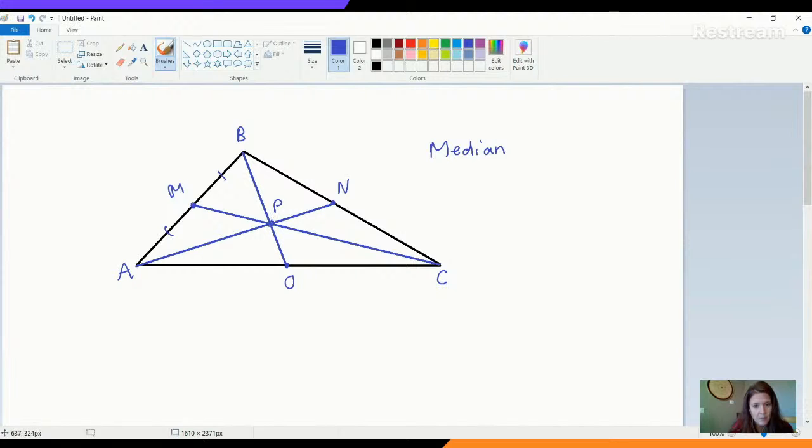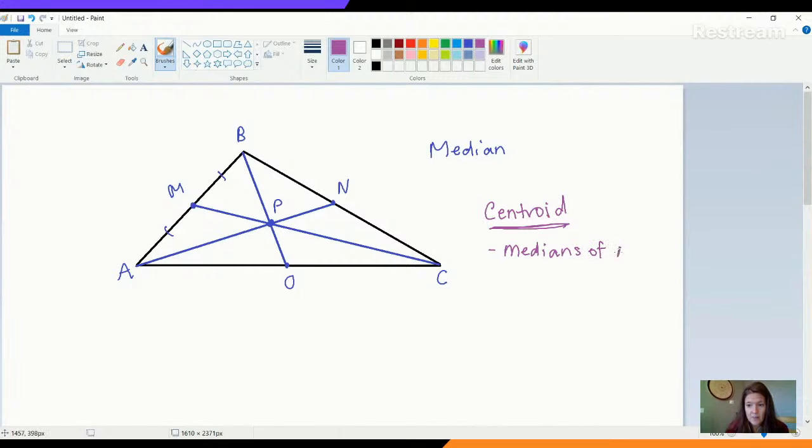Guess what? When you draw the medians of the triangle, they meet in a point inside the triangle. This new center of the triangle has a special name: we call it the centroid of the triangle. So now we have the circumcenter, the incenter, and the centroid. The centroid is made by using the medians of a triangle.